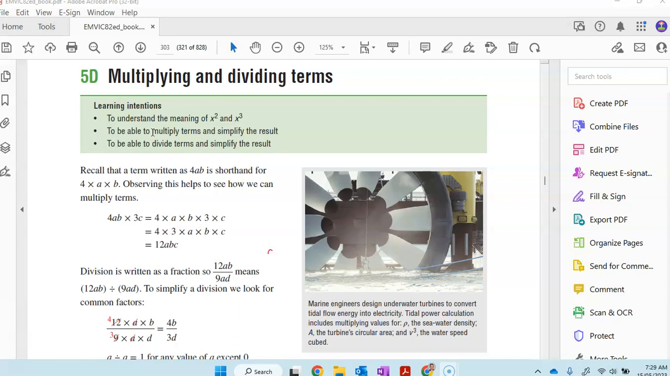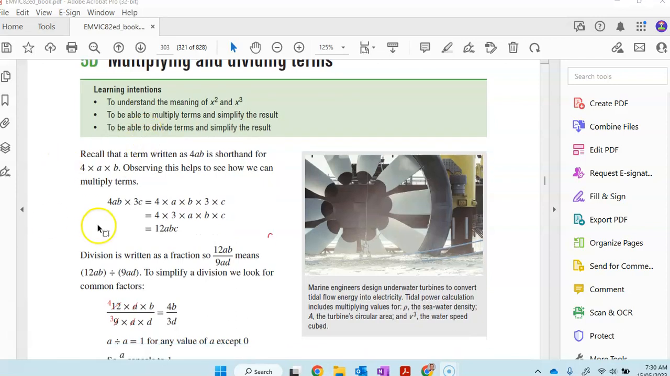We recall, of course, that 4ab is the algebraic way of writing 4 times a times b. When in algebra we are multiplying a pronumeral or variable by another pronumeral or variable or by a coefficient, we don't use a multiplying sign. Therefore, 4 times a times b times 3 times c would be written as 12abc.